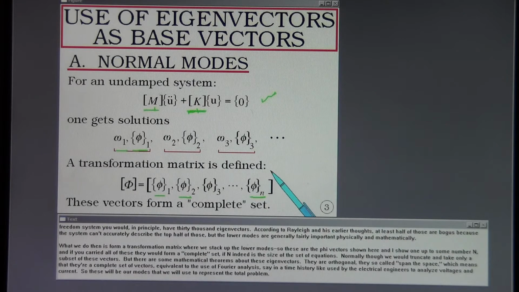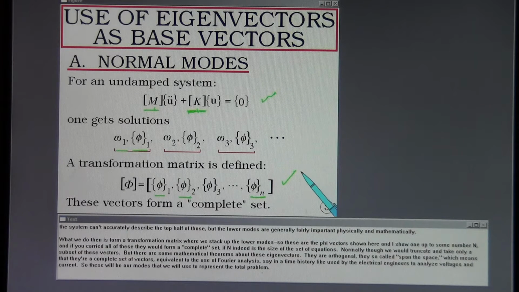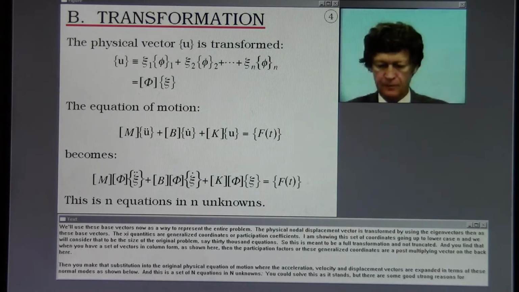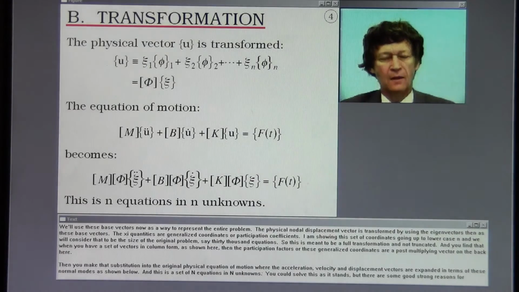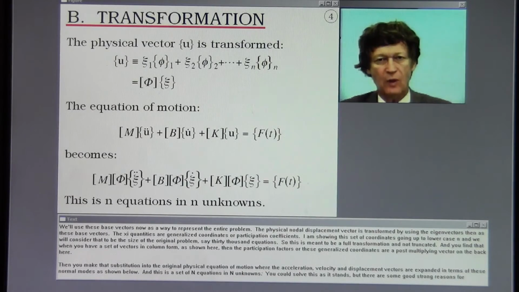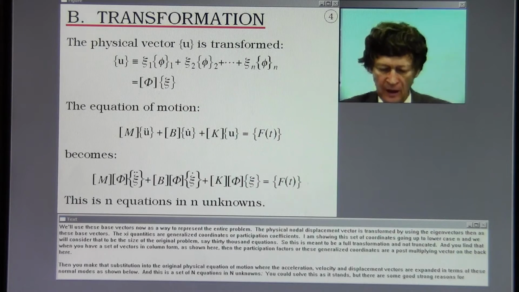But there are some mathematical theorems about these eigenvectors. They are orthogonal. They so-called span the space, which means that they're a complete set of vectors equivalent to the use of Fourier analysis, say, in a time history like used by the electrical engineers to analyze voltages and current. So these will be our modes that we will use to represent the total problem. We'll use these base vectors now as a way to represent the entire problem.